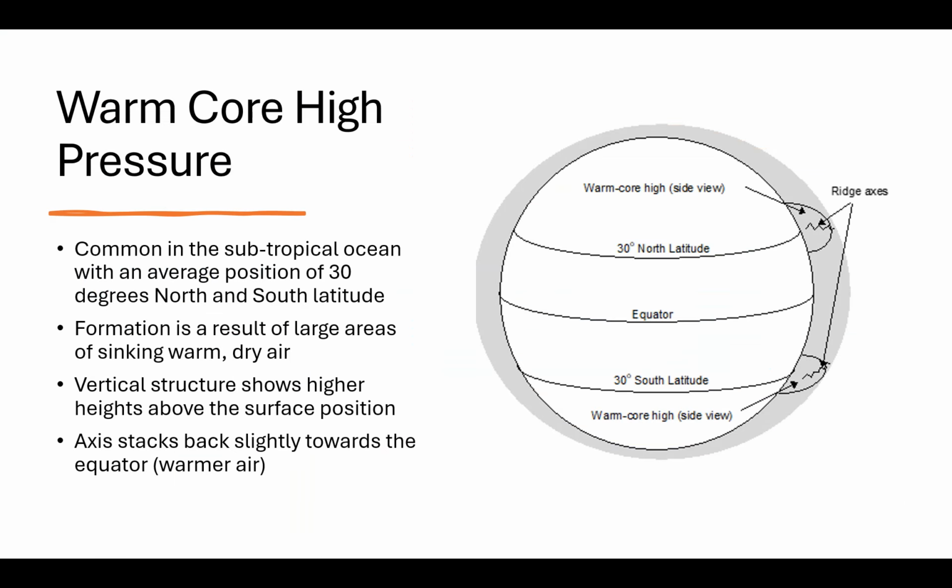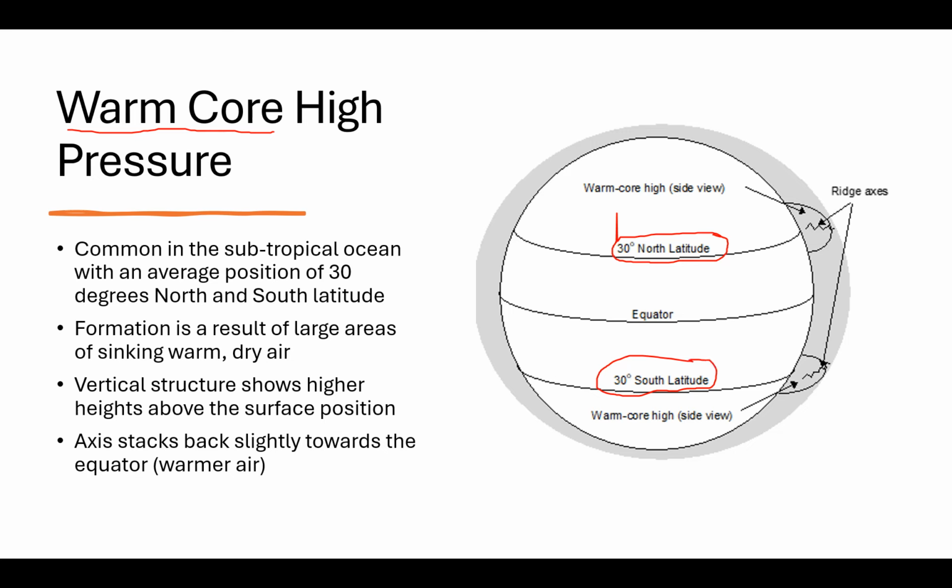Starting with warm core high pressure, whenever I say warm core, for any type of atmospheric system, we're basically saying that the air is the warmest at the center of the pressure system itself. The warm core high pressure is going to have the warmest temperatures towards the center of it. It's very common to see a warm core high pressure system in the subtropical oceans, generally with an average position of about 30 degrees north latitude here in the northern hemisphere. You'll also see it at 30 degrees south latitude in the southern hemisphere.